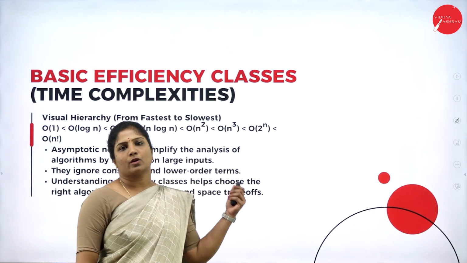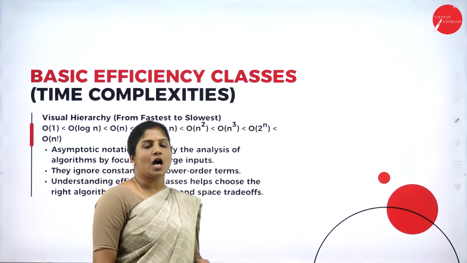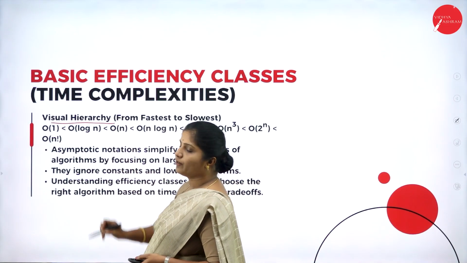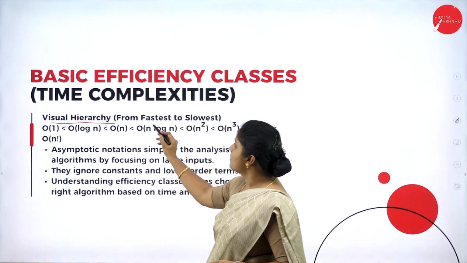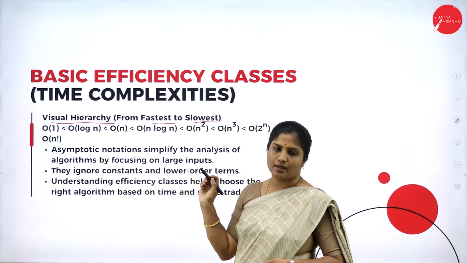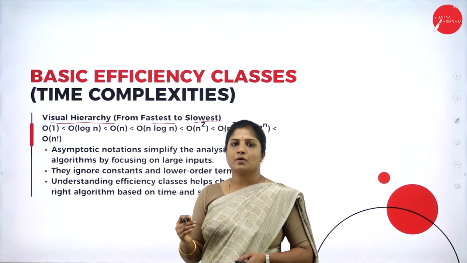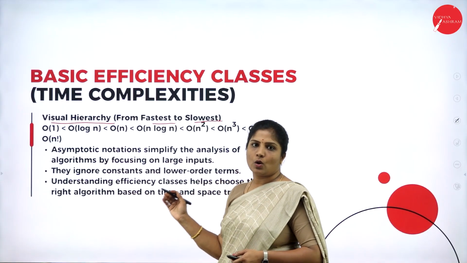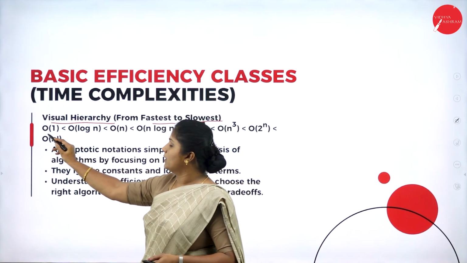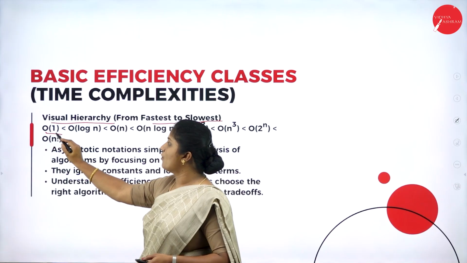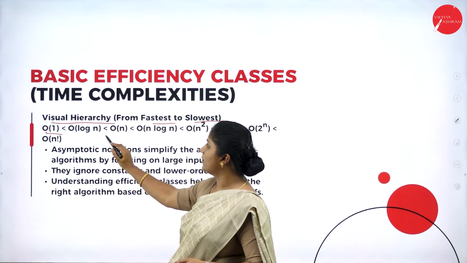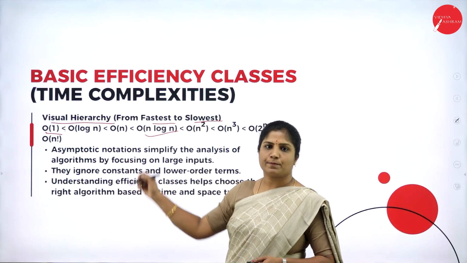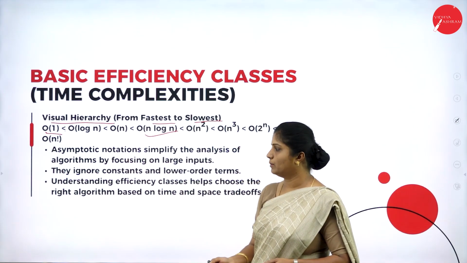As we come across the different time complexities, how are we going to visualize that hierarchy from fastest to slowest? So the algorithm which is going to execute fast to the slowest. So we are going one by one. That is, we can represent it like this. Big O of 1 less than or equal to big O of log n. So like this, we can represent the visual hierarchy as per the time efficiency table.